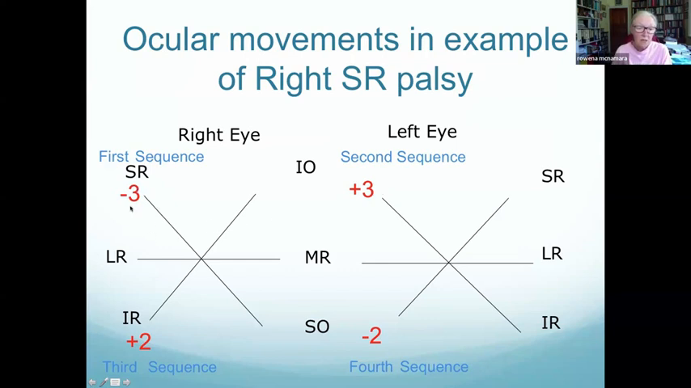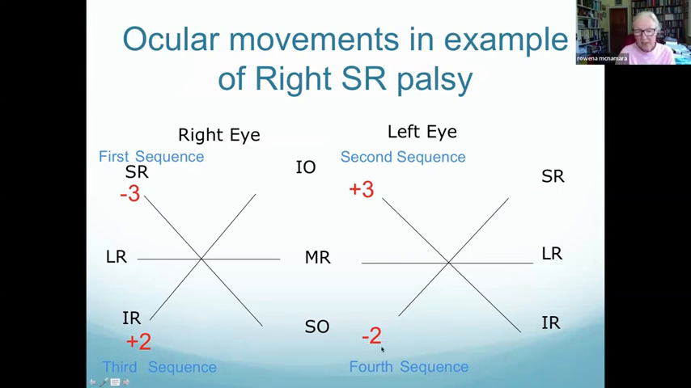So then in the same eye, you will get an overaction of the antagonist because this is pulling against a muscle which is not working. So it's seeming to overact because there's nothing pulling in the opposite direction. So it seems as though it's pulling too strong.